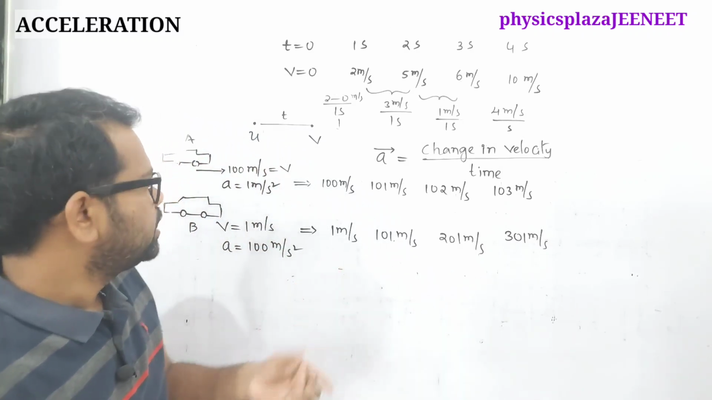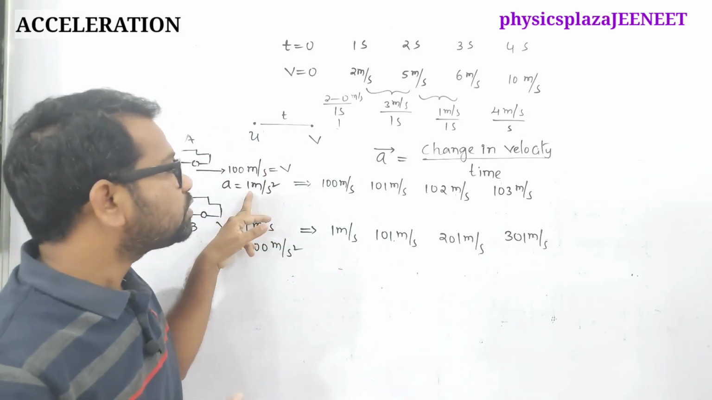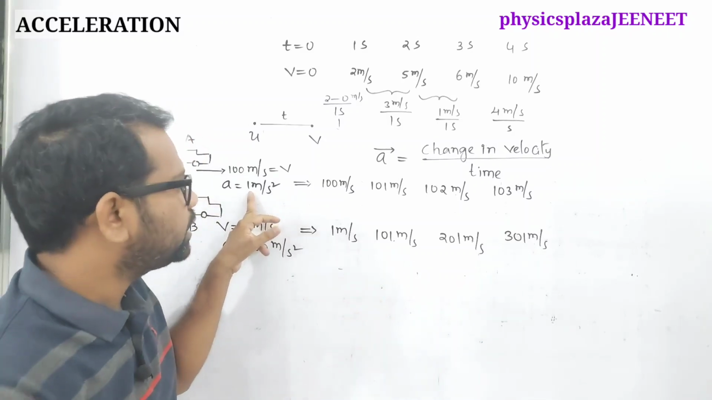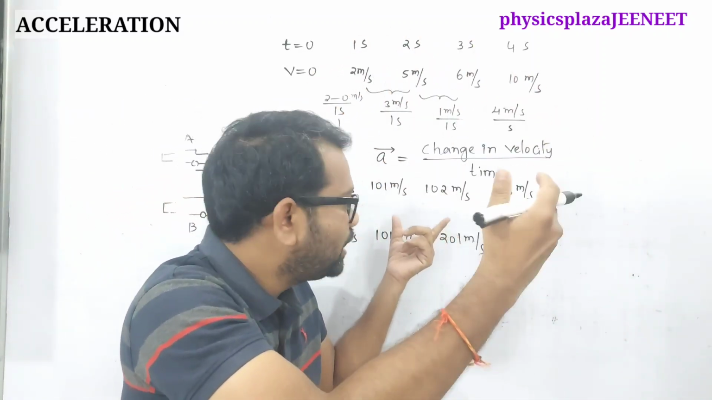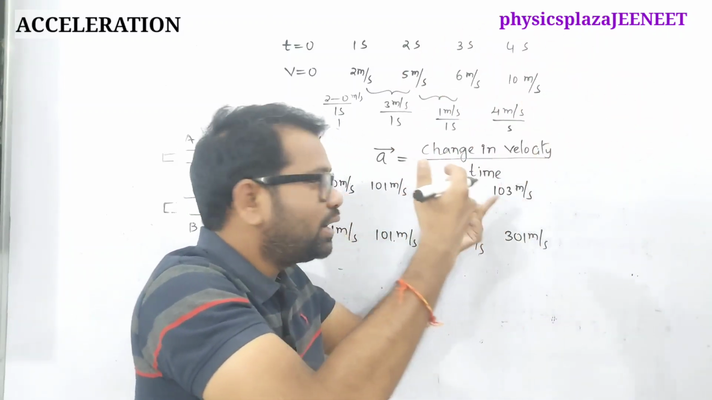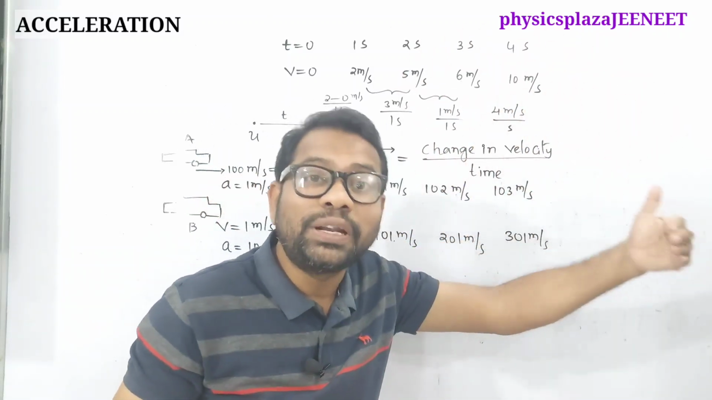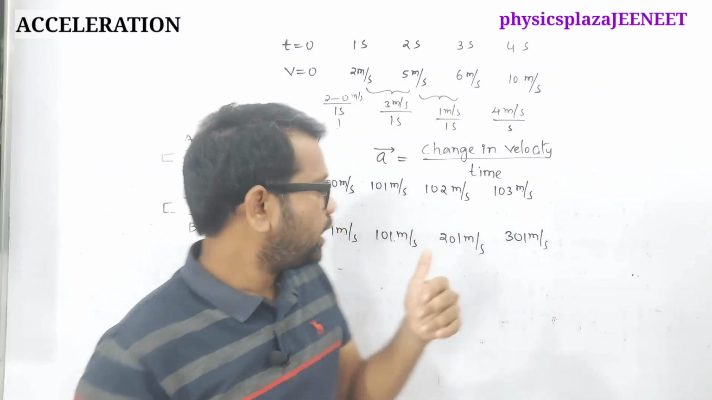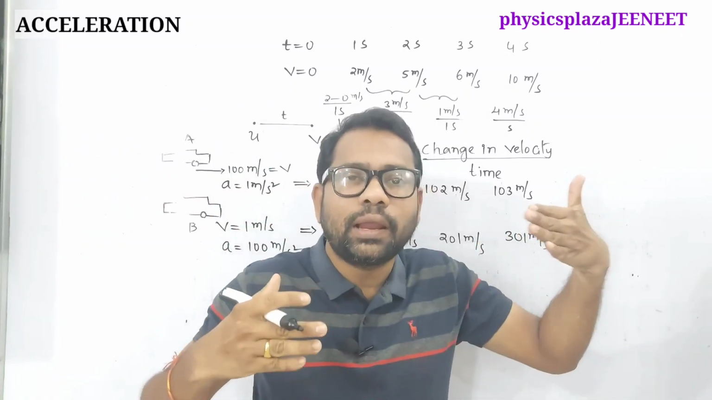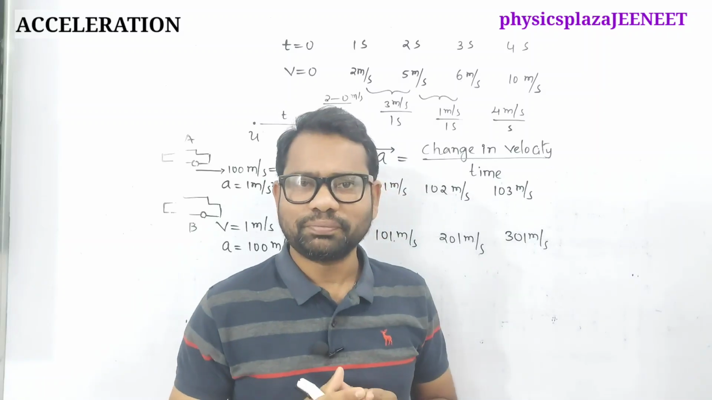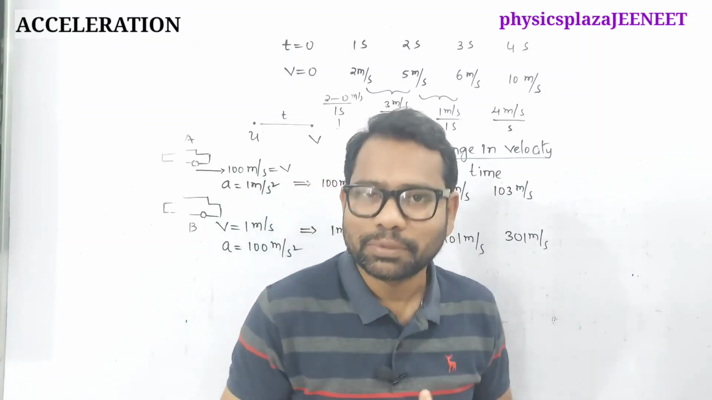Of course, you may get a doubt: Sir, what if it is minus 1 meter per second square? Simple, children. 100 meter per second, next 99, next 98, next 97 meter per second, it keeps on decreasing. So when you get a negative acceleration, it means a force is acting opposite to the direction of the motion. Don't worry about it. We'll discuss retardation in detail.